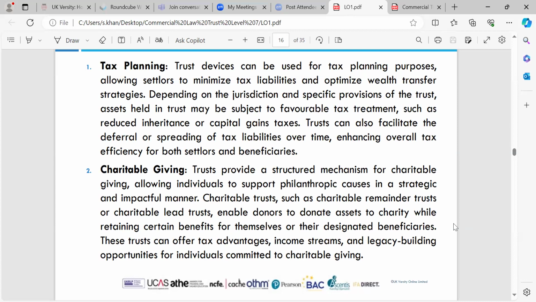Charitable giving. Trusts provide a structured mechanism for charitable giving, allowing individuals to support philanthropic causes in a strategic and impactful way. Charitable trusts such as charitable remainder trusts or charitable lead trusts enable donors to donate assets to charity while retaining certain benefits for themselves or their designated beneficiaries. These trusts can offer tax advantages, income streams, and legacy building opportunities for individuals committed to charitable giving.